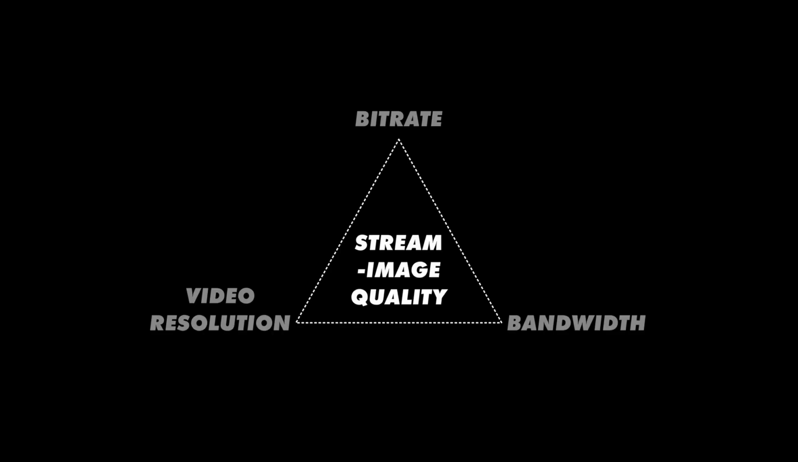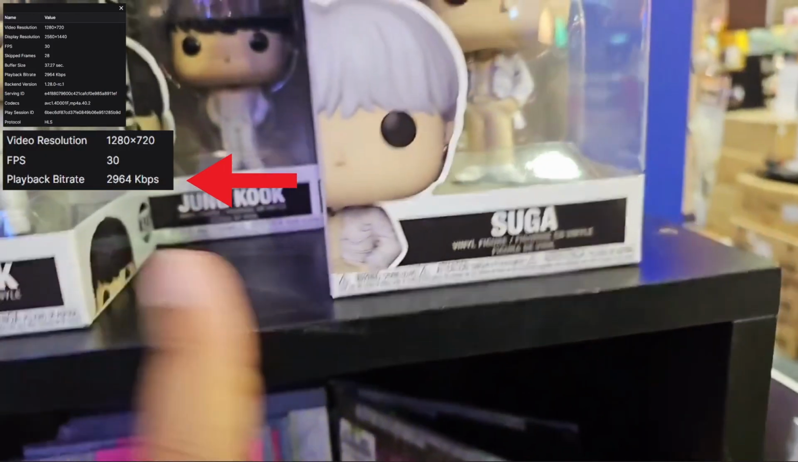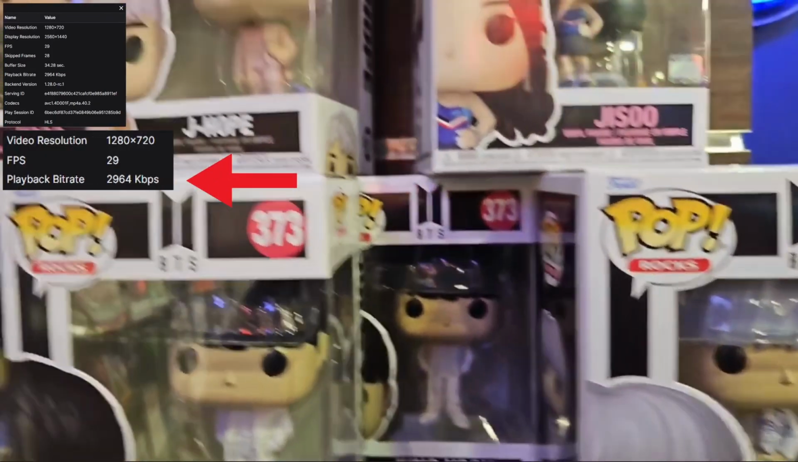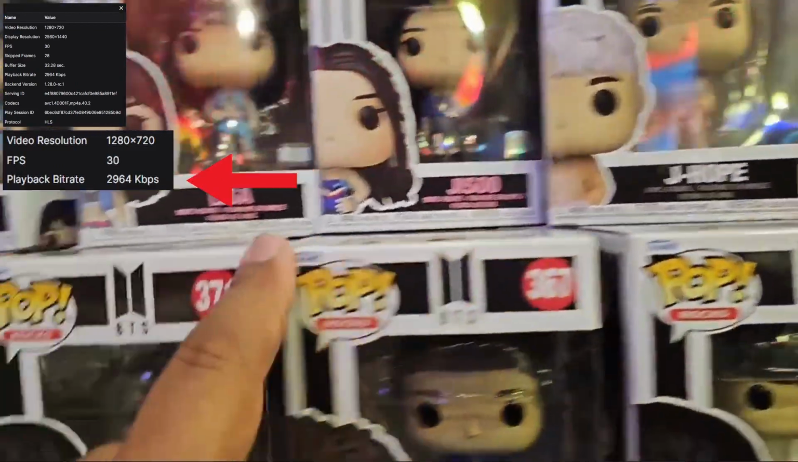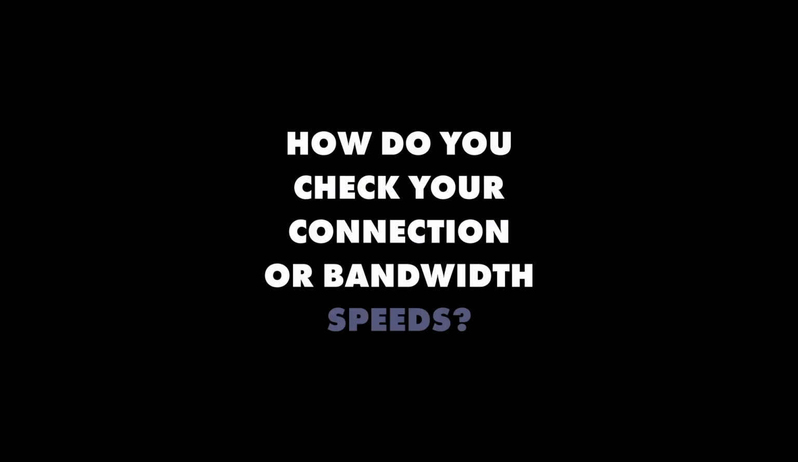The third and final part of the diagram is bandwidth. It's this last part of live streaming everything else depends on. As we've seen, when your connection's great, the app can send a video with the minimum bitrate required for the resolution, frame rate and format. So this brings about the question of knowing, how do you check your connection or bandwidth speeds?